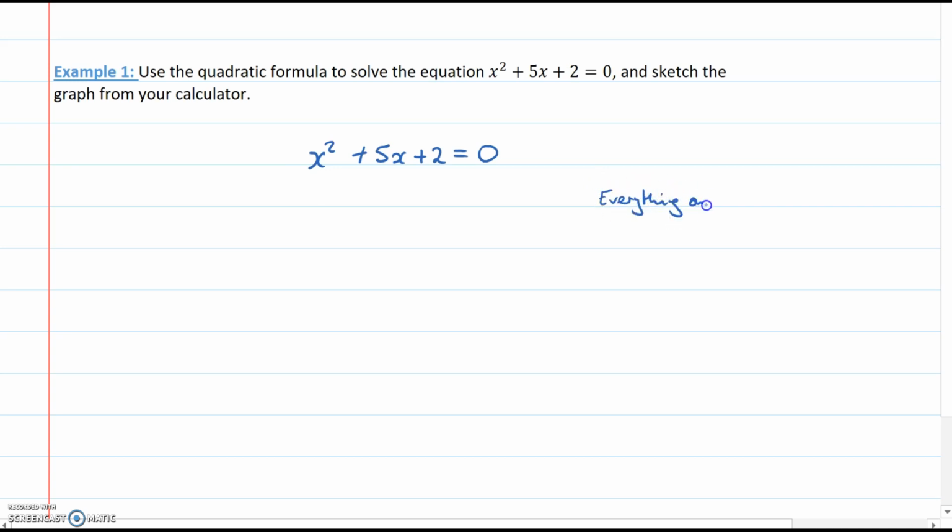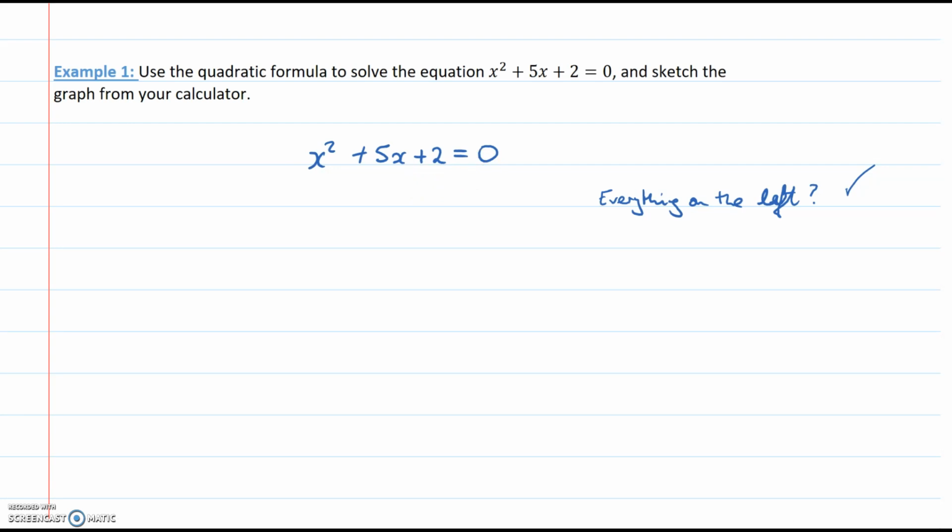Well, in this case, the x squared, 5x, and the 2 are on the left of the equal sign. Remember, when we talk about on the left or on the right, we mean relative to the equal sign. So everything is on the left, and we just have a 0 on the right, which means we're ready to proceed. And if you didn't have everything on the left, you'd have to move it over there first before you can go to the next step.